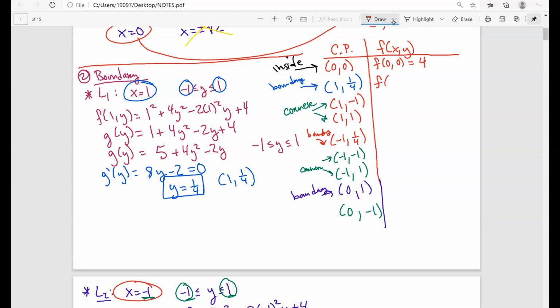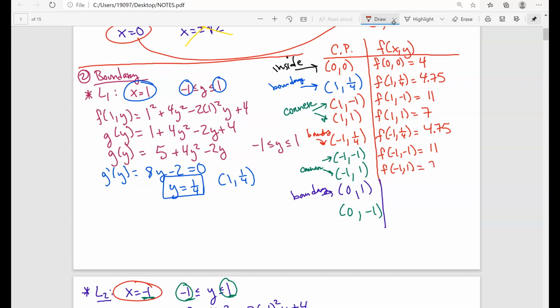Then into the original function, I'm going to plug in 1, 1/4. Okay, and I ended up getting 4.75. I'm going to plug in 1, negative 1 into the function, and I'm going to get 11. I'm going to plug in 1, 1 into the function, and I'm going to get 7. Then I'm going to plug in this negative 1, 1/4. And what I'm going to get is also 4.75. I'm going to plug in negative 1, negative 1. And when I get that, I'm going to get 11. Then I'm going to plug in negative 1, 1. And I'm going to get 7.